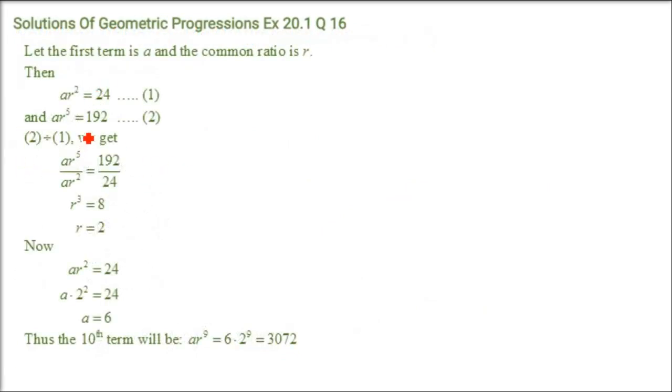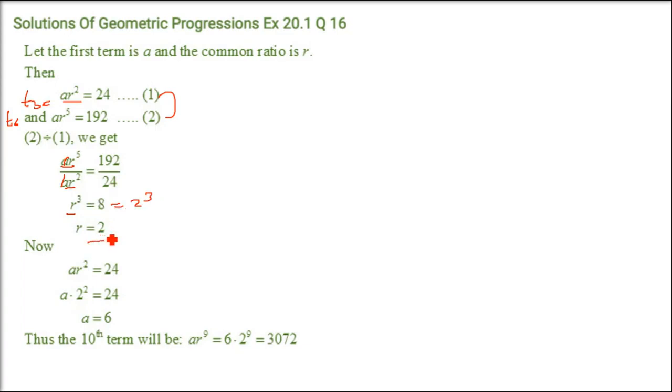In a GP, the third term is 24 and the sixth term is 192. T3 is 24 and T6 is 192. We have to find the 10th term. So just divide them. You already know AR5 and AR square, this will get cancelled. R cube will remain. 24 8s are 192. So 8 can be written as 2 cube. R becomes 2.